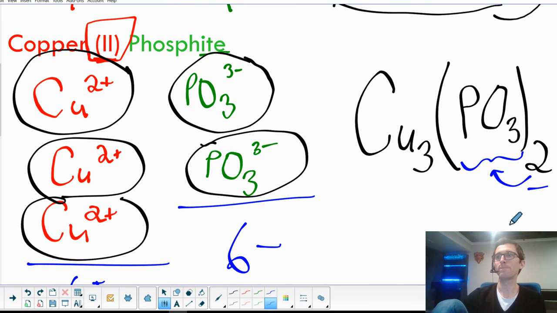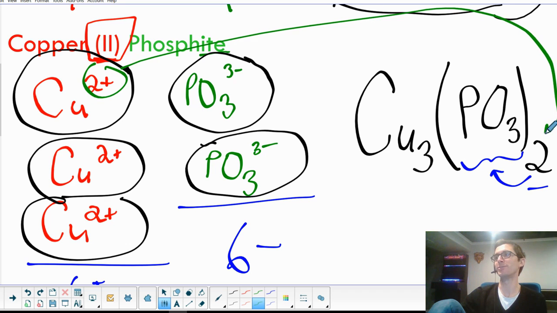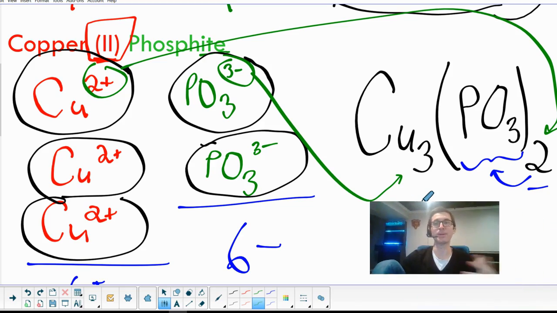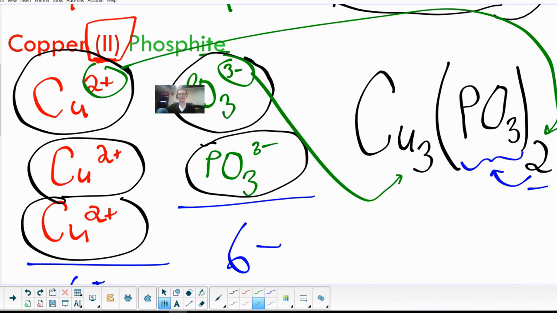And there you go. And you can kind of see a little shortcut here. Oh, look, copper's at 2 plus, and you need 2 phosphites. Phosphite's at 3 minus, and you need 3 coppers. Interesting how that works. It's always going to work that way with a 2-3 or a 3-2. But you'll pick up on that pattern as you go. Okay, that's it.